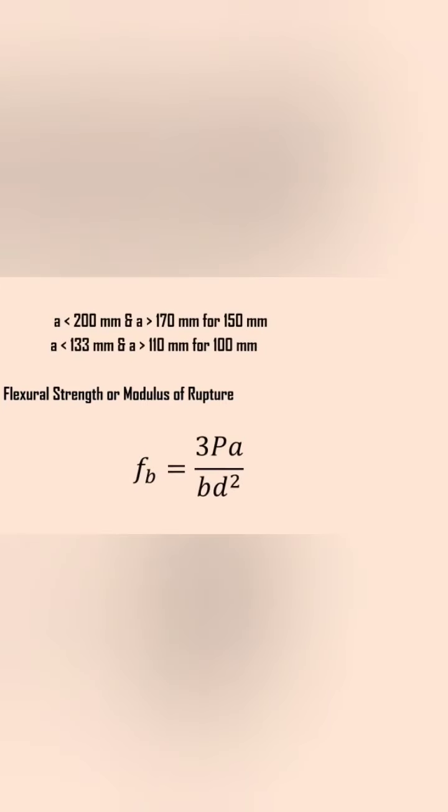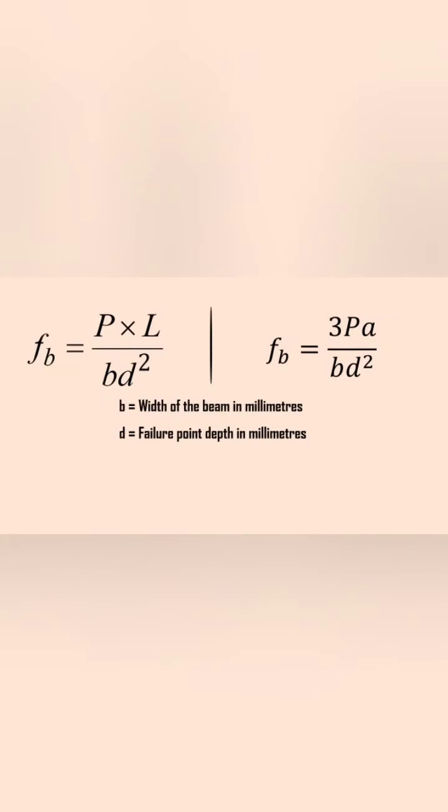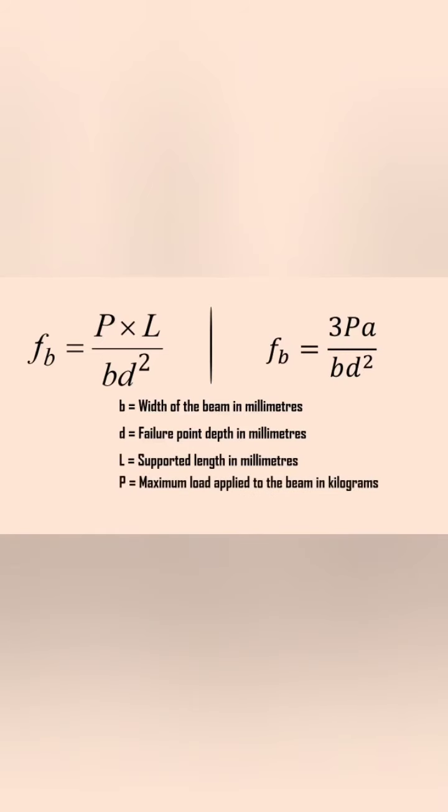If A is less than 200 mm and greater than 170 mm for a 150 mm specimen, and less than 133 mm and greater than 110 mm for a 100 mm specimen, then the flexural strength or modulus of rupture, Fb, is calculated by the equation Fb is equal to 3 P a divided by B d square, where B is the width of the beam in millimeters, D is the failure point depth in millimeters, L is the supported length in millimeters, P is the maximum load applied to the beam in kilograms, and A is the distance between the line of fracture and the nearest support in millimeters.